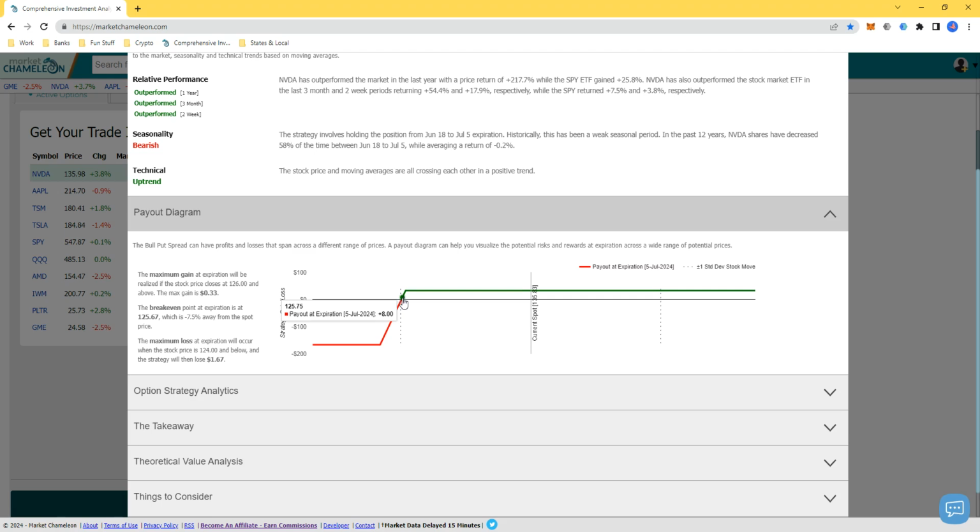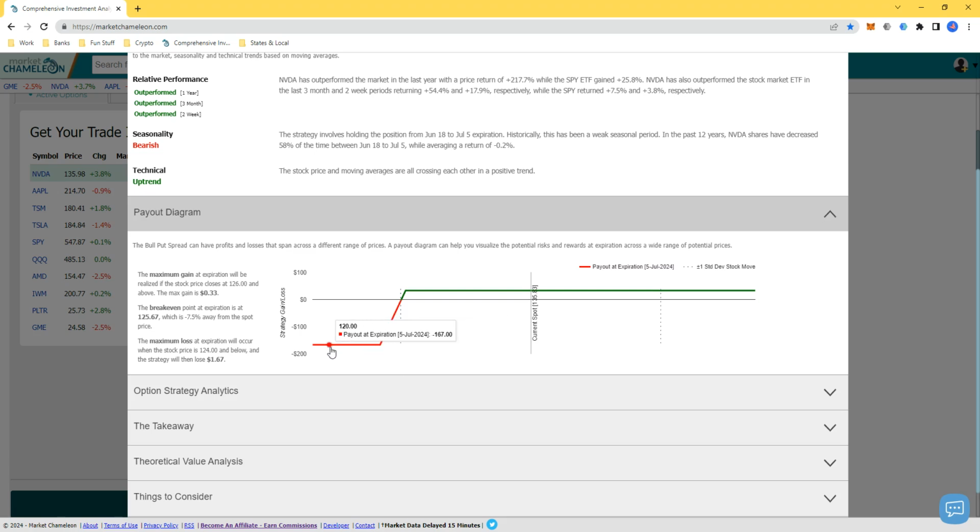Your break even is around 125. Depends what you do, 125.70, 765, something like that. After that, you start losing, and your max loss doesn't matter if NVIDIA goes to 100 or below. Is if NVIDIA goes below 124, you lose your collateral, which is the $200 collateral minus what you collected as income, 35 bucks, so 165.